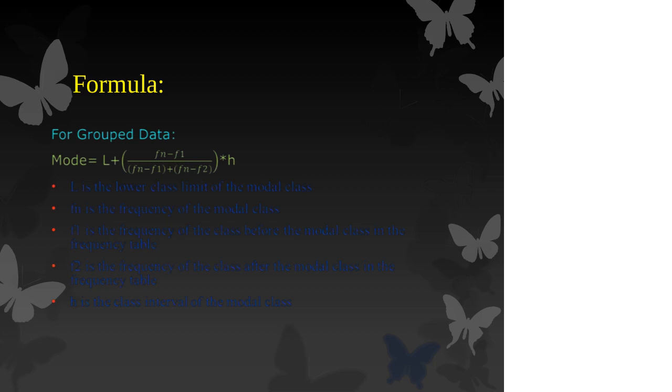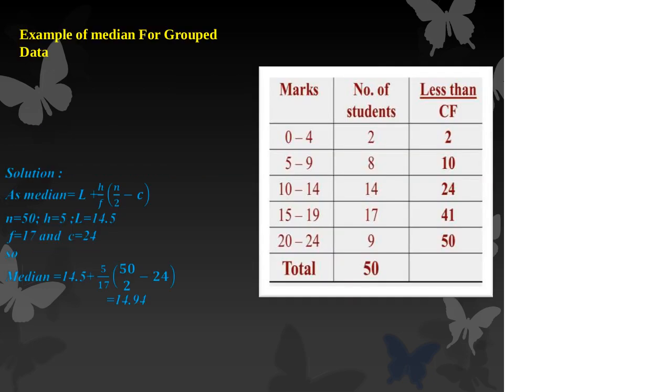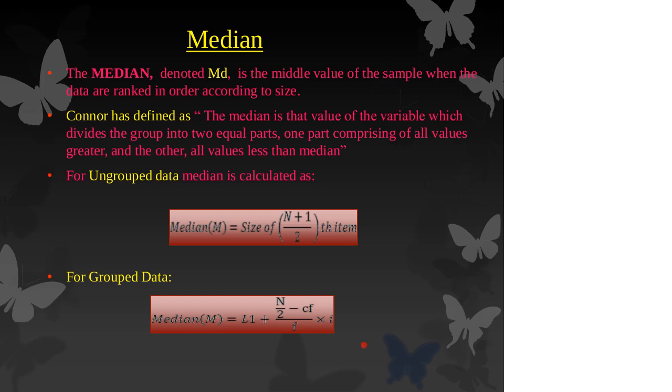So let me take you back so that you can have the formula. I'm seeing my time is running out. Hope you can see the formula for the group data. It is given as L1 plus n over 2 minus CF over f. Then we multiply. I'm not seeing properly, but it is an i.